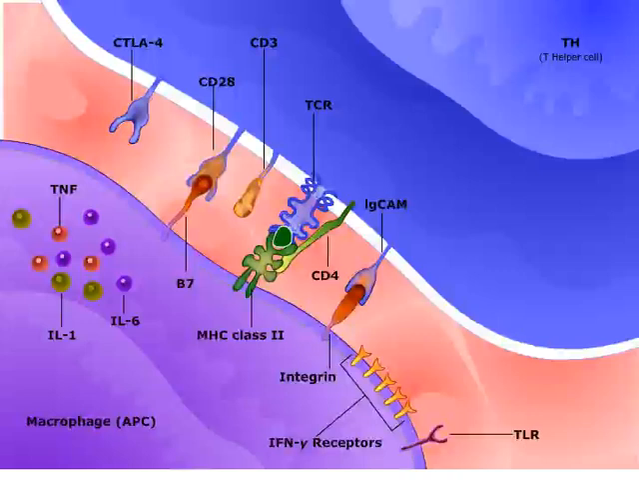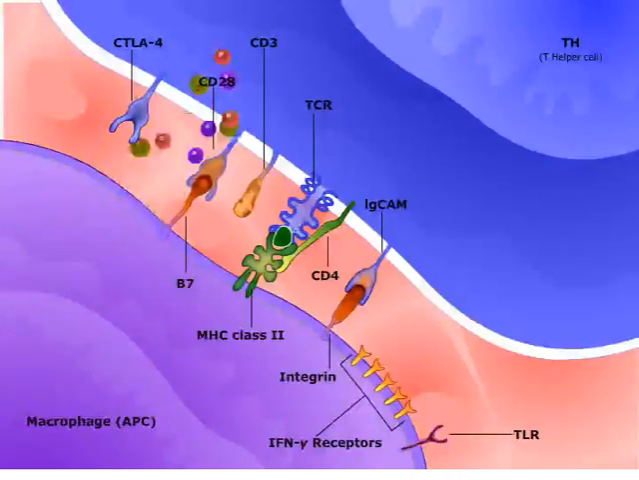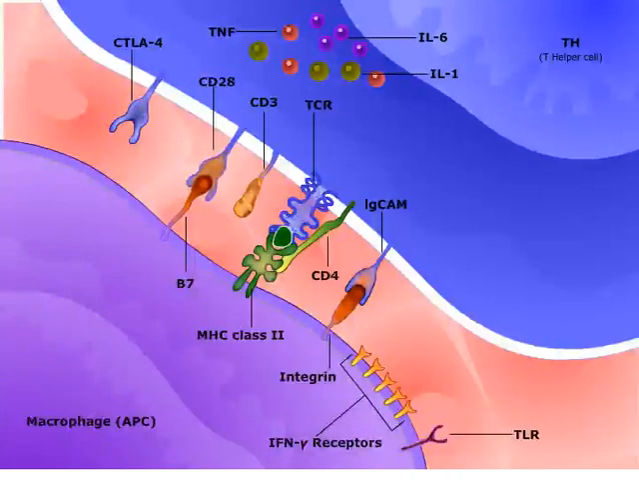A third signal results from cytokines, such as interleukin-1, interleukin-6, and tumor necrosis factor, being secreted by the antigen-presenting cell into the T helper cell. These cytokines induce the proliferation and differentiation of T cells into effector cells and memory cells.